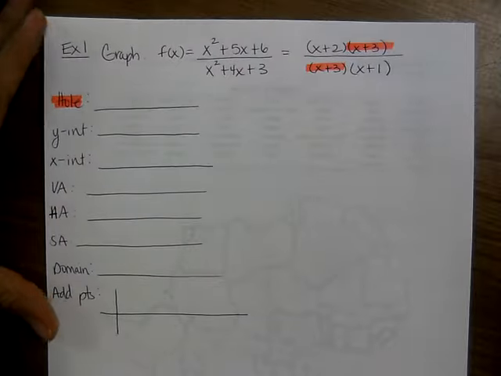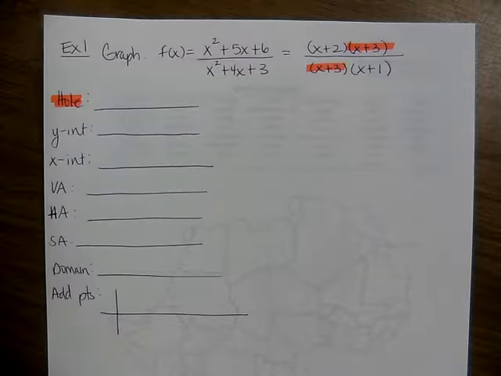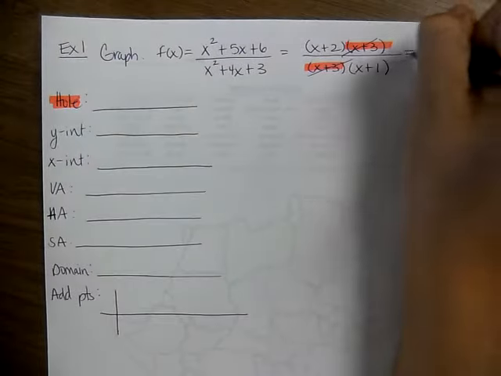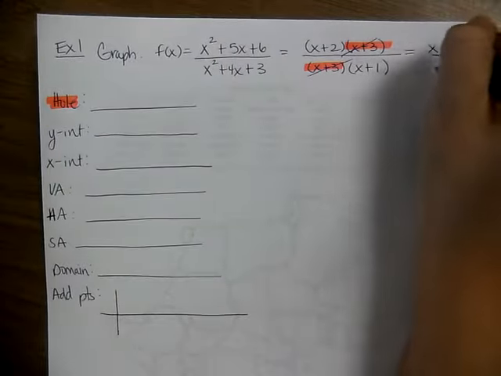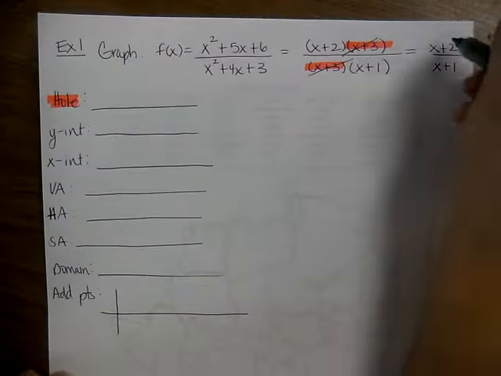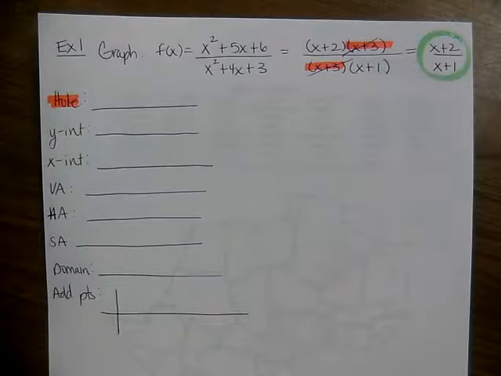Okay, so now, take a look here. This x plus 3, it cancels, right? This creates the hole in our graph. So now, when I'm finding all this information, I am going to go back to my simplified version. Once it's canceled, I am focused in every single time on x plus 2 over x plus 1. That's what I got to go back to every time.